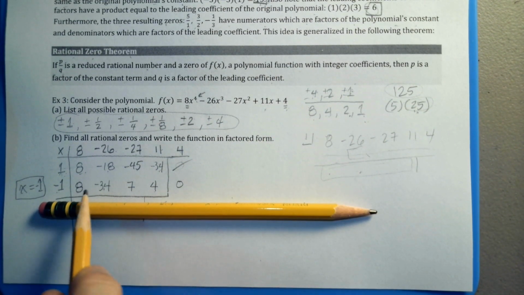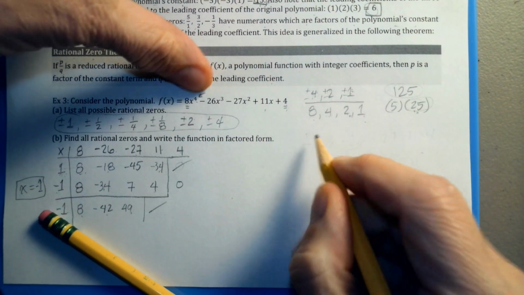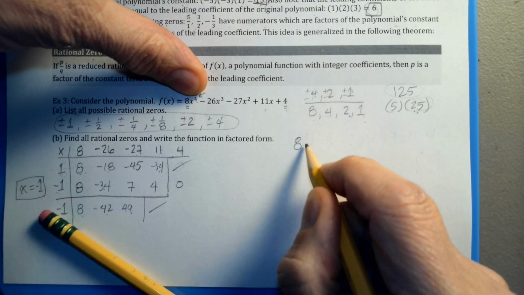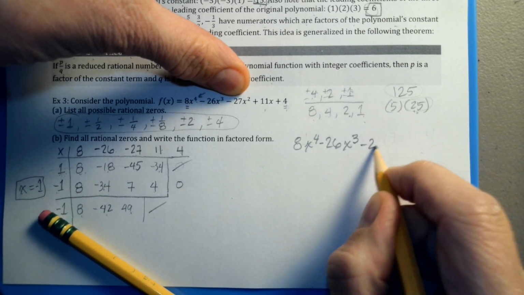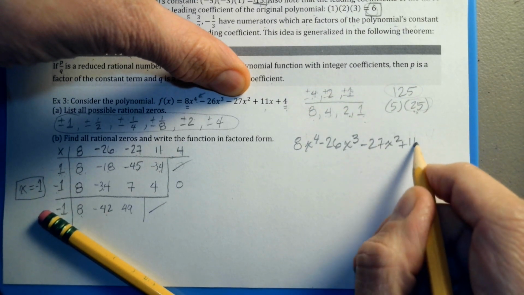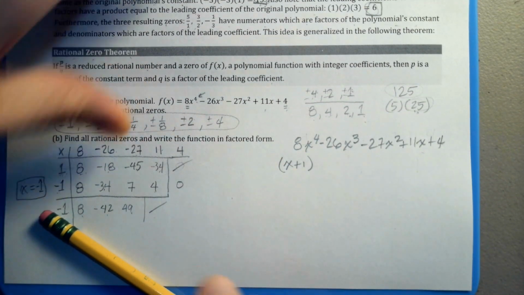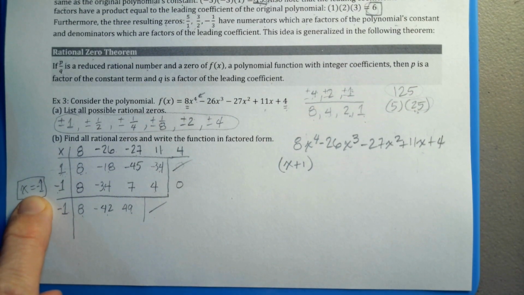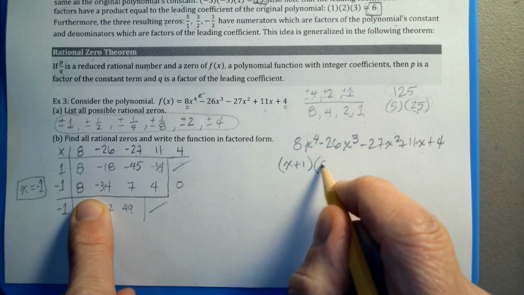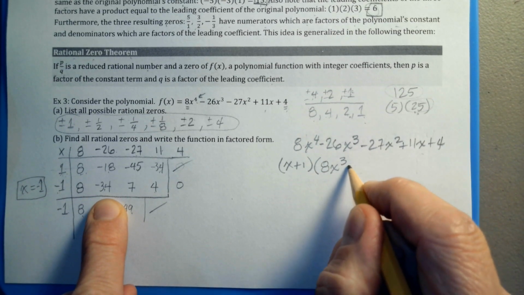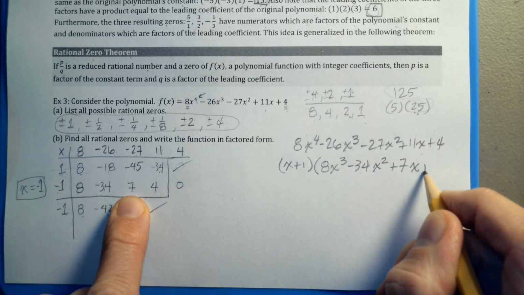Remember this, let's write what we have as we go along here. Let me get rid of this so we can have space. So the original problem, let's rewrite that: 8x to the 4th minus 26x cubed minus 27x squared plus 11x plus 4. That has been factored into x plus 1. Remember, the 0 is x equals -1, so the binomial would be x plus 1. And this depressed polynomial, 8x cubed minus 34x squared plus 7x plus 4.